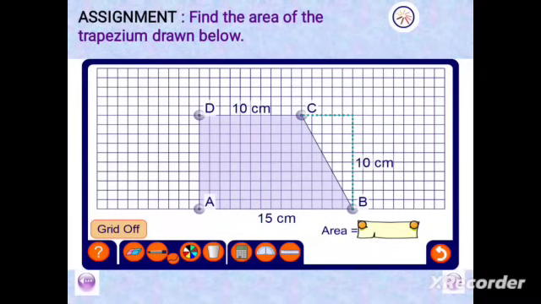Let's have an assignment. Find the area of the trapezium drawn below. We have a trapezium of height 10 centimeters. The lengths of the two parallel sides of this trapezium are 15 centimeters and 10 centimeters. Now you can use the formula and substitute, then finally find the area. It is good to take assignments and be able to do them, to have enough understanding of the concept that we have just gone through.